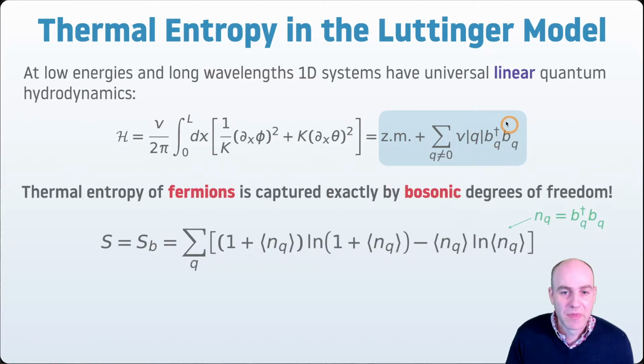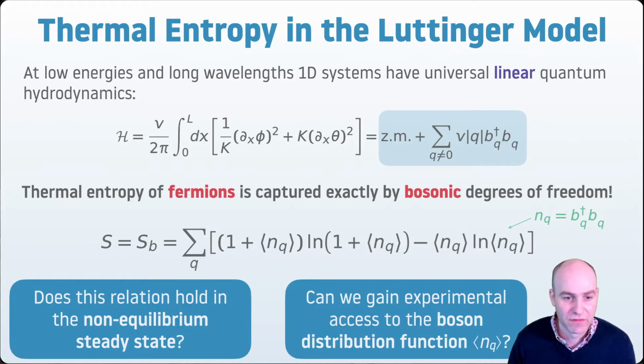And because these bosonic density waves are non-interacting, we know a lot about them. In particular, we know how to compute their thermal entropy. And it turns out that the thermal entropy of the underlying one-dimensional fermions can be captured exactly by the bosonic degrees of freedom, where this n_q here is just the boson occupation, the number of density waves with particular momentum q, and this is just the normal free boson entropy formula. And this mapping under the Luttinger model, at least at low energies and long wavelengths, essentially doesn't lose any degrees of freedom. And so there are two natural questions that we can ask.